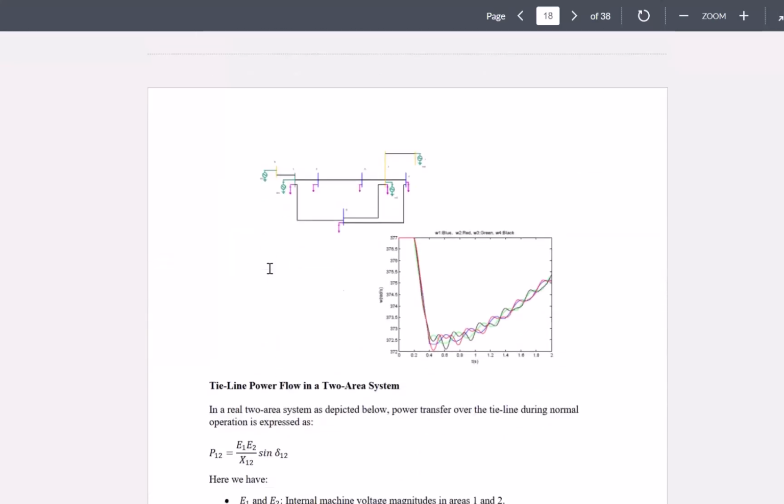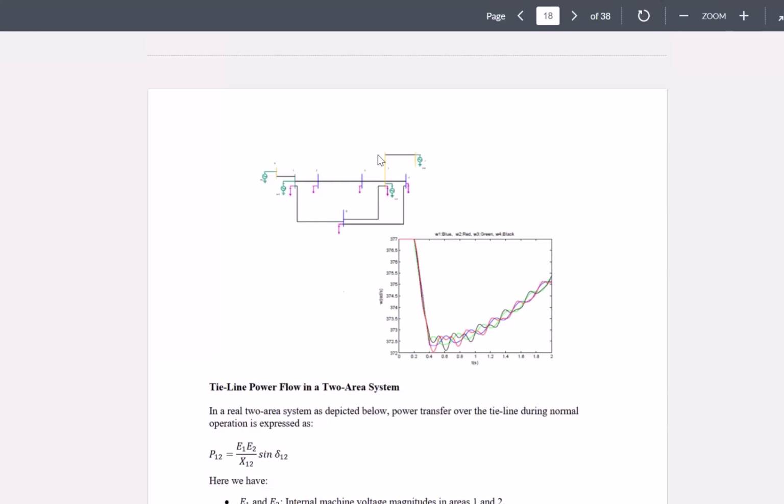So this is an example of a two-area system. The two generators on the left-hand side belong to one area, and the two generators on the right-hand side are associated with another area. And as you can see, there are a bunch of lines that are connecting these two areas together. So in these multi-area systems, what you need to note is that there would be changes in the load in each area.